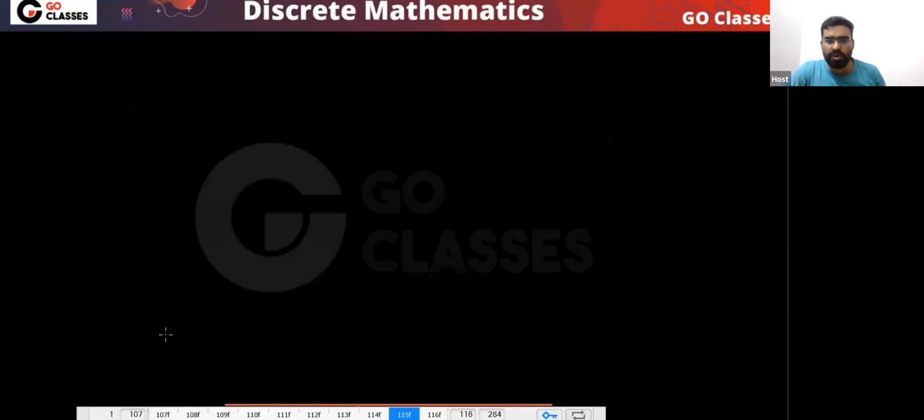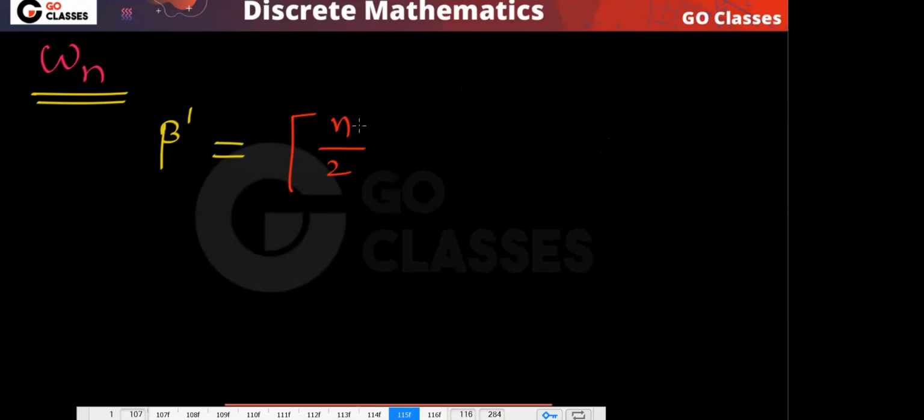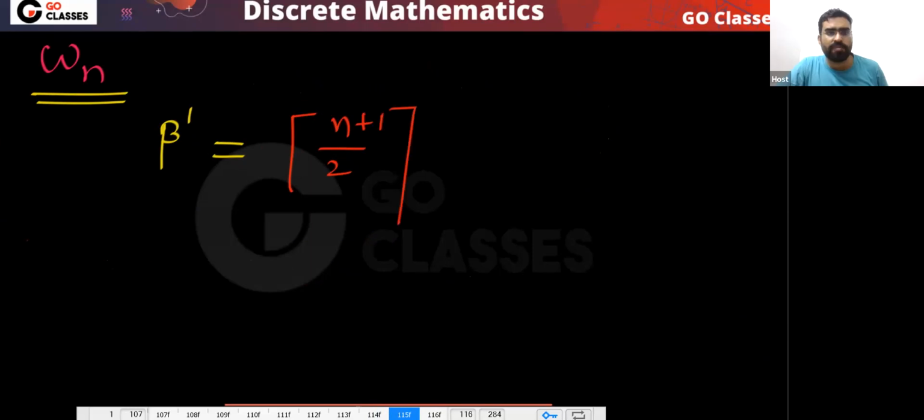That's the same thing I told actually. If you notice, this is what I told, that for Wn, the edge cover will be equal to, directly you can do n by 2 ceiling. Yes, n by 2, basically n only plus taking the 1, n plus 1 by 2 ceiling.